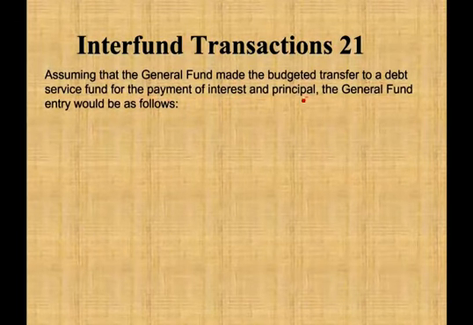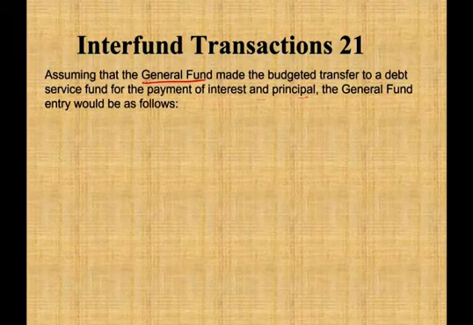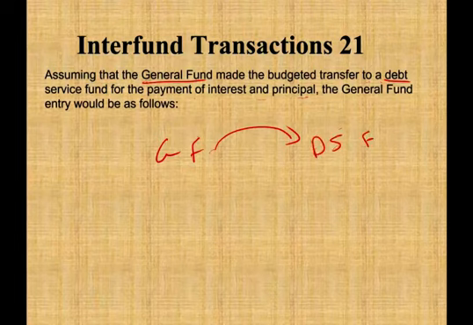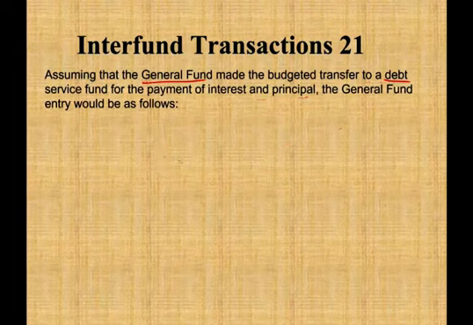More interfund transactions. Assume the general fund made the budgeted transfer to the debt service fund for a future payment of interest and principal. Now what's going to happen? The general fund is transferring money to another fund, the DSF, debt service fund. Now, when we transfer money, are we getting anything in return from the debt service fund? Absolutely not. The only thing we're doing is transferring some money to the debt service fund so they will make the payment on the loan.